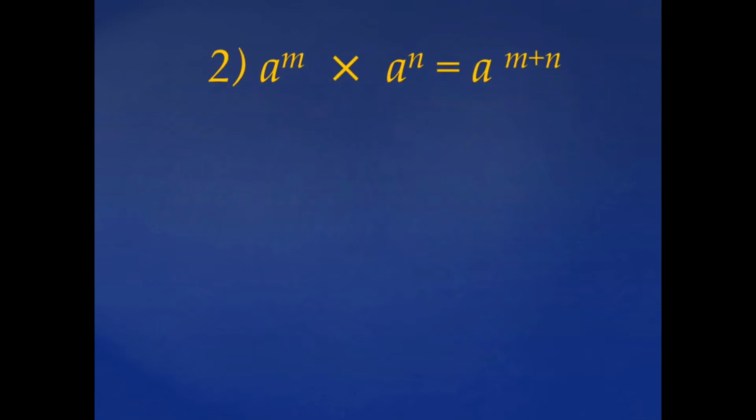Second law is a raised to m into a raised to n is equal to a raised to m plus n. That means if the bases are same, we should add indices. In this rule, as the base is same a, we have added the indices. Let us illustrate this by one example. If 5 raised to 2 into 5 raised to 4 is there, by using the previous law, we should have 5 raised to 2 plus 4, that is 5 raised to 6.